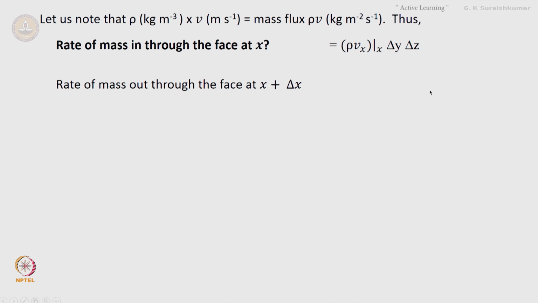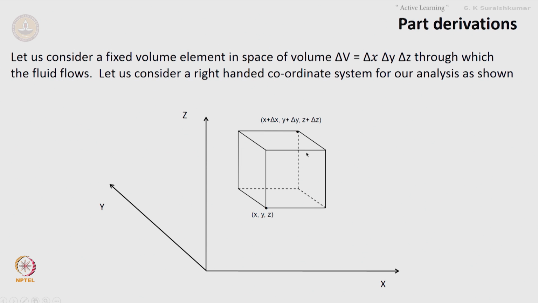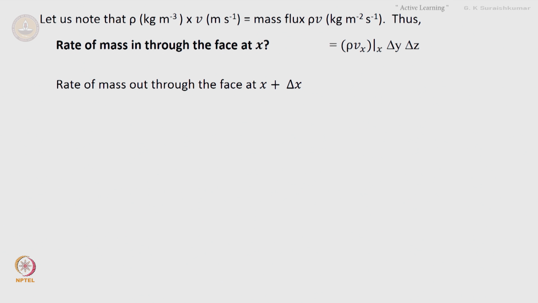Now, what is the rate of mass through the face at x plus delta x? This is x, this is the x plus delta x face, through which it is going out. So, what is the rate through that face? It is going to be rho Vx at x plus delta x times delta y delta z.